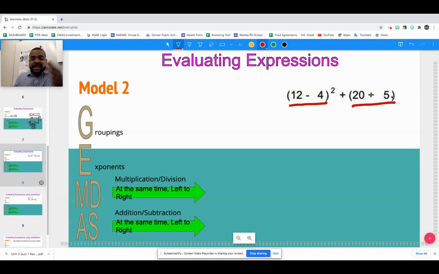Because they're both groupings, I can do the math inside both of them at the same time. I don't have to worry about doing it at a different time. So I'm going to do 12 minus 4, which is 8. And don't forget, I'm going to bring down that squared.